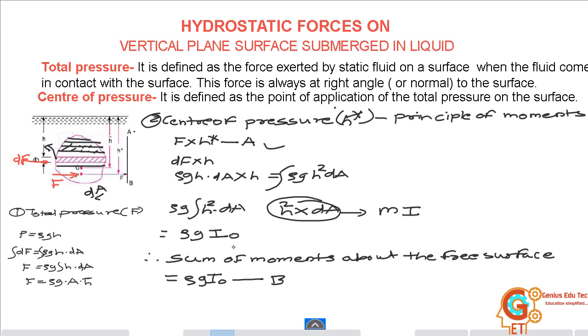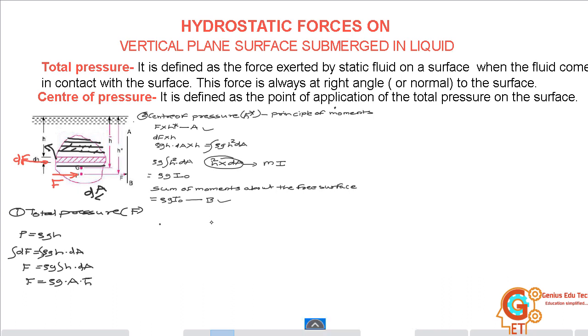Now we have equation A here and equation B here. As per the principle of moments, we will equate the moment of the resultant about the free surface and the sum of all small moments about the free surface. So we get F into H star is equal to rho g I0. But we know F is rho g A H bar, so we will substitute it here. Rho g A H bar into H star is equal to rho g I0. We can cancel out rho g from both sides.